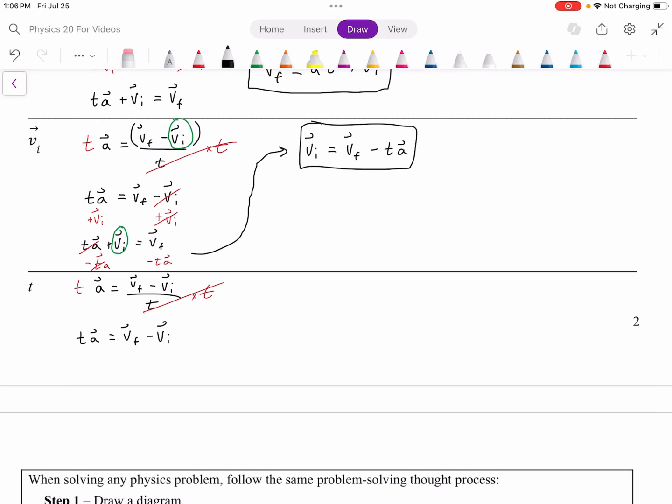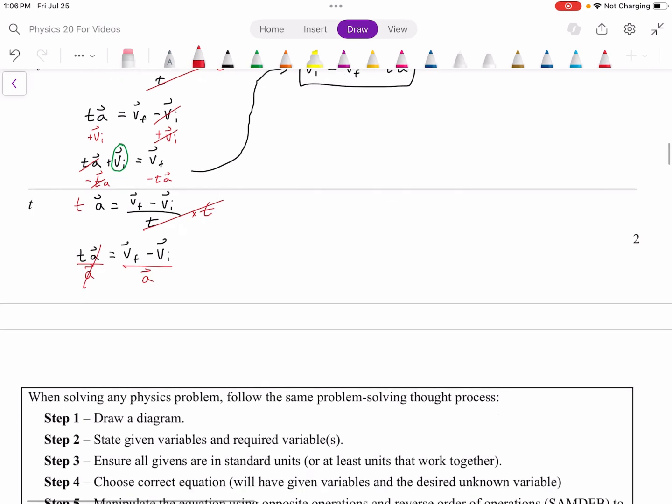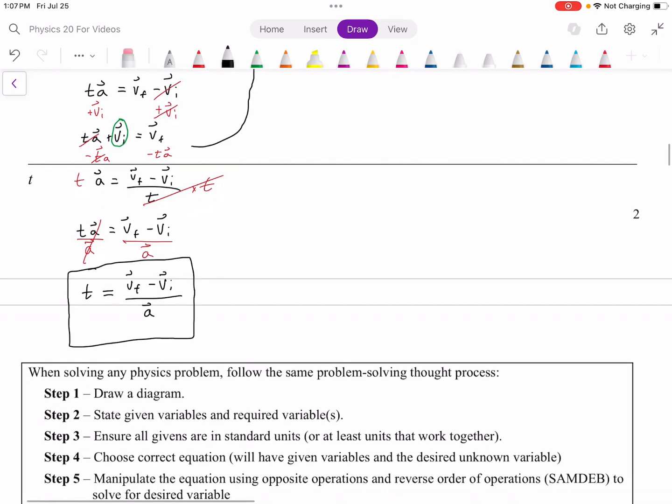And we get this, okay? So now we pause, we take a breath, and we ask ourselves, okay, I want to get time by itself. It's not by itself. Why? Because it's being multiplied by acceleration. So I need to undo that. What is the opposite of multiplying by acceleration? It is dividing by acceleration. So if I do that, acceleration over acceleration is just 1, and I'm left with the time is equal to final velocity minus initial velocity divided by acceleration.